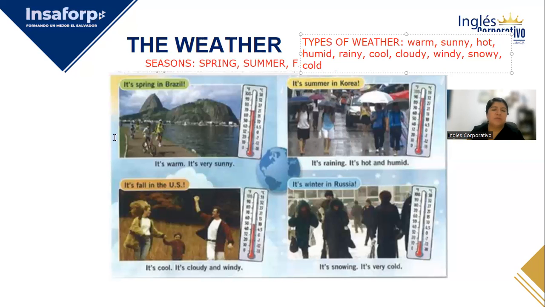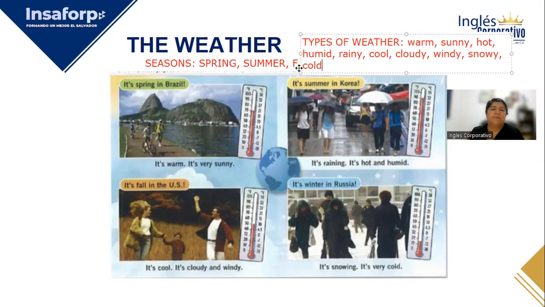Now, let's practice the pronunciation. Vamos a practicar un poco la pronunciación. Lo voy a hacer de nuevo, así como lo escuchamos en el video. So, you pay attention, and then I'm going to ask two of you to help me pronounce it, okay? So, it says here, it's spring in Brazil. It's warm. It's very sunny. Next, it's summer in Korea. It's raining. It's hot and humid. It's fall in the US. It's cool. It's cloudy and windy. It's winter in Russia. It's snowing. It's very cold. Okay. Let me see who's going to practice.